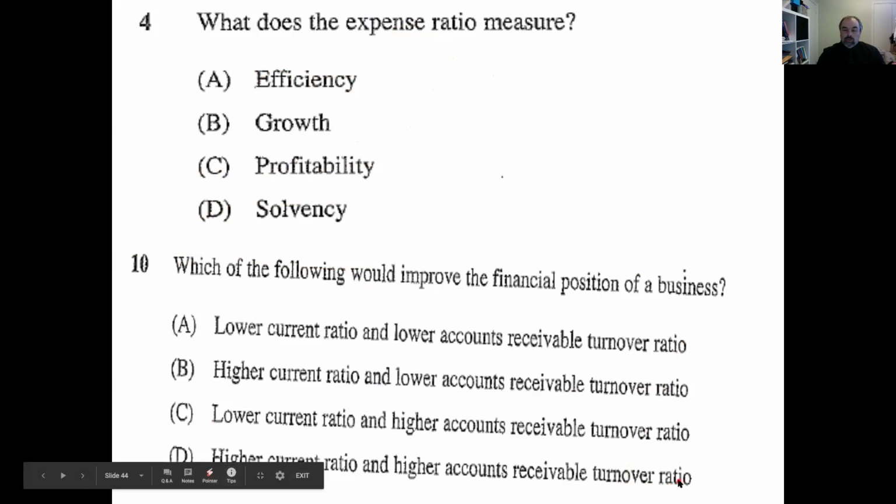So sometimes the questions here are asking us to compare two lots of answers, but just using a lower or higher term, like in this particular question. If you want to improve the financial position of a business, would it be better to have a lower or higher current ratio? The idea is that a current ratio measures liquidity. 2-to-1 would be an ideal amount. So the lower the current ratio, maybe the inability to meet short-term obligations. So here we would say it's probably higher. So that would knock out A and D.